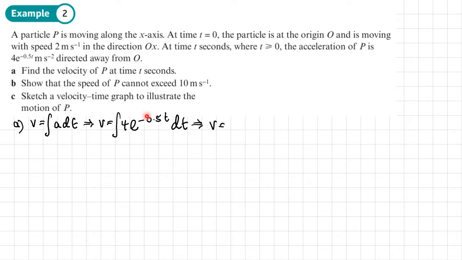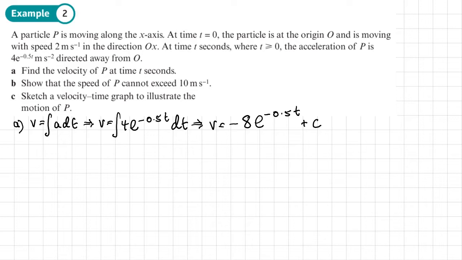Right, so when we integrate the e part, we use the reverse chain rule. So integrating the e, it stays as e, and then we need to divide by this power differentiated, so that's negative 0.5. So we're going to do 4 divided by negative 0.5, which becomes negative 8. So negative 8e to the minus 0.5 t plus our constant of integration.